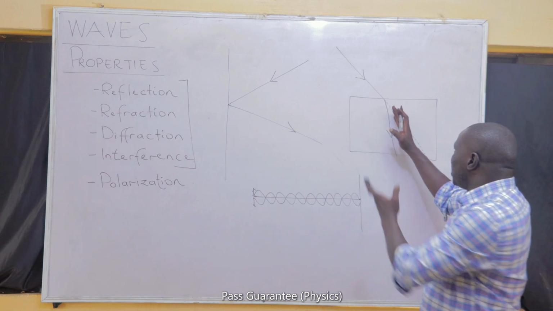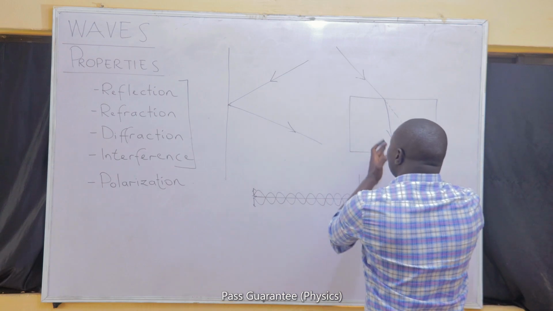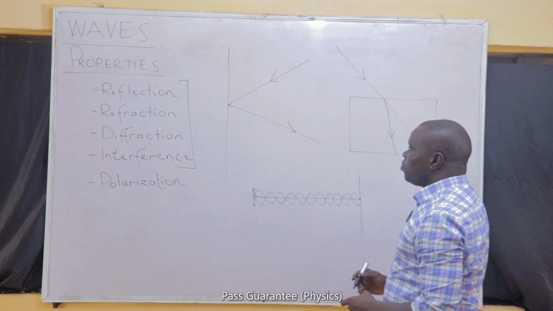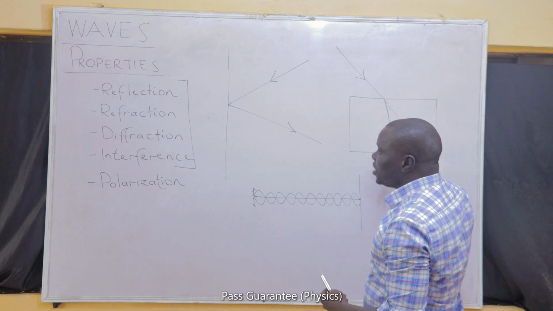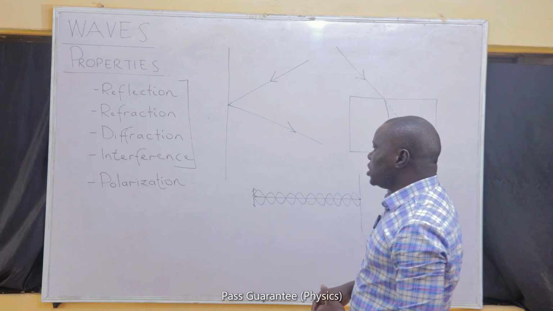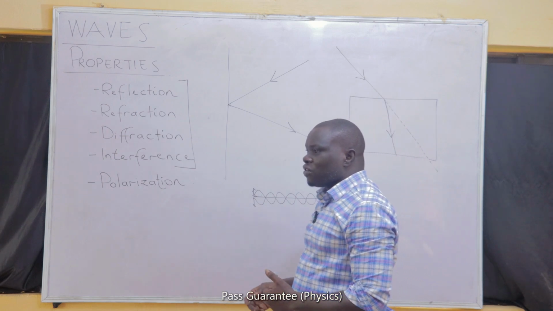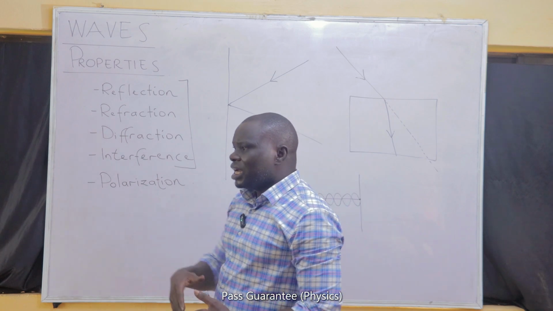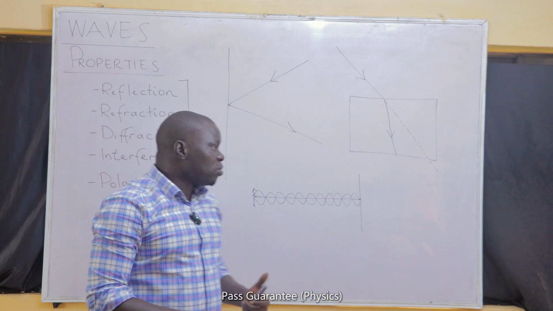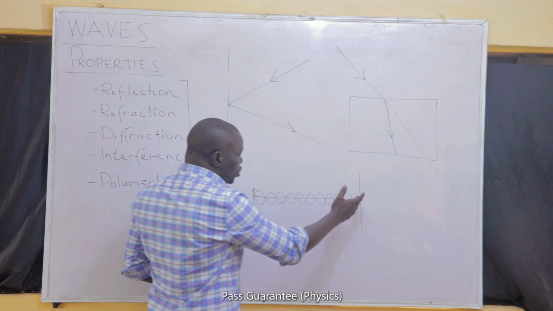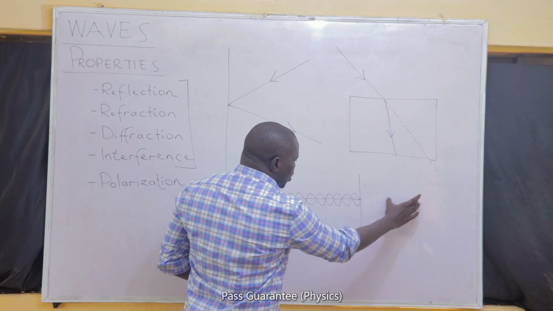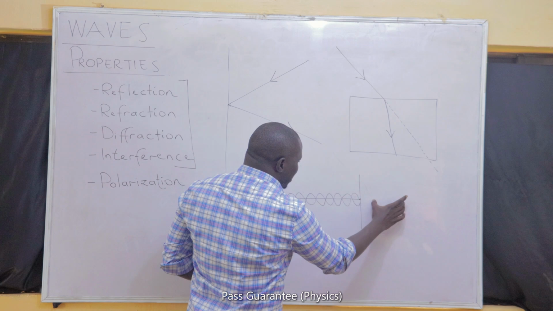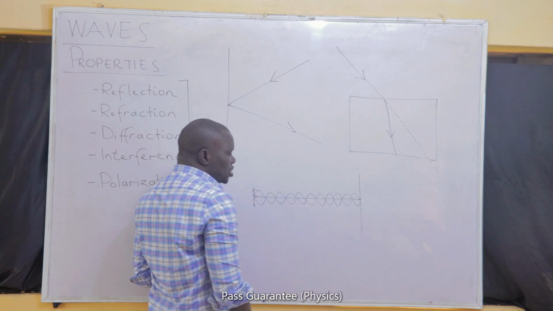So this change in path, this change in the direction as the wave is trying to pass through different media of different density, will be called refraction. All waves can also be refracted. Sound can be refracted, light can be refracted, the wave on a rope can be refracted, if it is possible for you to allow the wave to move into another segment of the rope that is not the same as the rope that you were using earlier.